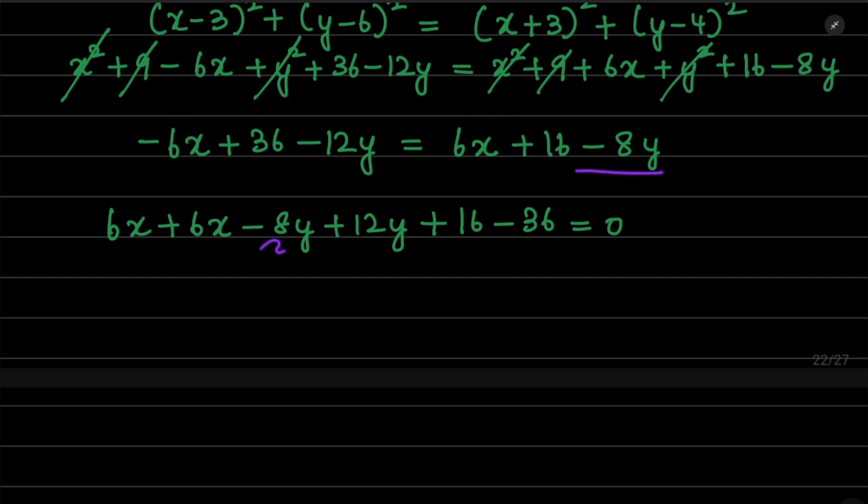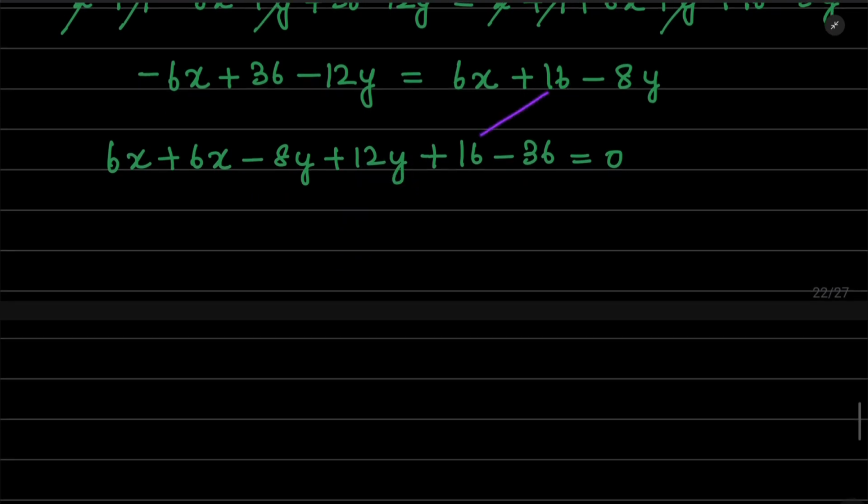Okay, minus 8y is as such. Minus 12y, when you transpose it to the other side, becomes plus 12y. Plus 16 remains the same, plus 36 goes to the other side, becomes minus 36. Now it's all about solving.